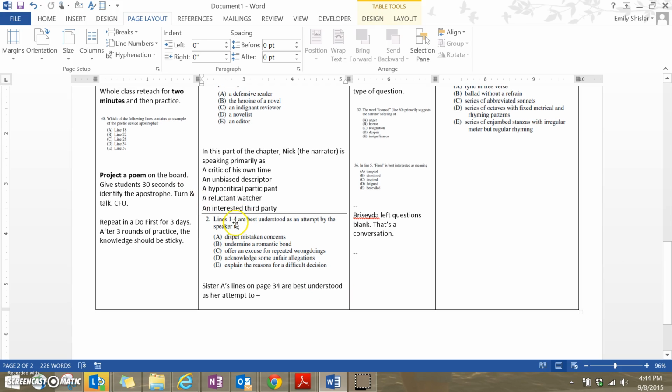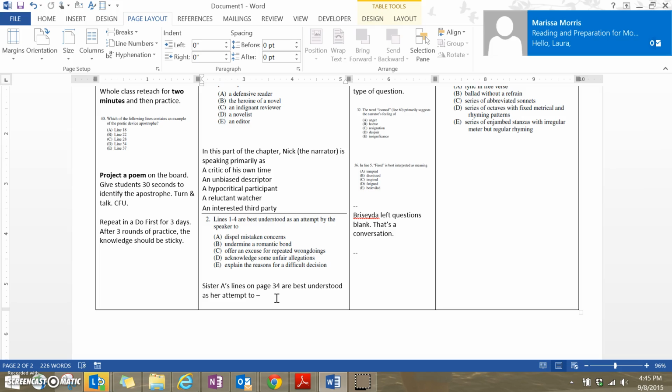Similarly, the poem, question number 2, about 20 students missed. Lines 1 through 4 are best understood as attempt by the speaker to verb, verb, verb, verb, verb. That's another question that I can easily transfer and translate into something that we're already going to be talking about. So maybe I want to say Sister Aloysius's lines on page 34 are best understood as her attempt to, and I can give that as a multiple choice question, or I can just give the stem and have students write the answer choices, or have students just complete the sentence. But in this way, we're reinforcing the paraphrase and purpose skills happening in that question in a totally aligned way moving forward.